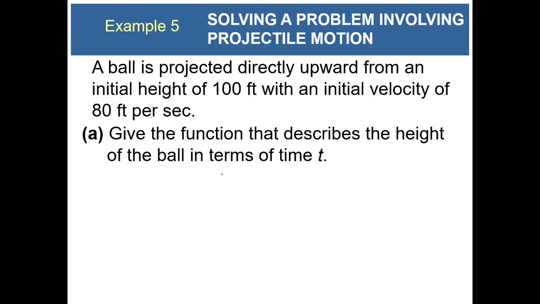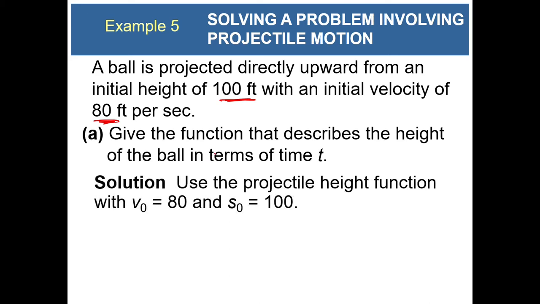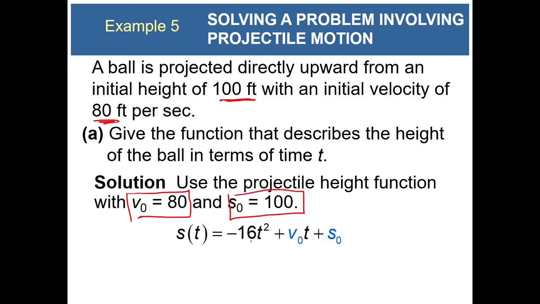Example 5. A ball is projected directly upward from an initial height of 100 feet and an initial velocity of 80 feet per second. Give the function to describe the height of the ball in terms of time t. So we'll use the formula and plug in the values that we do know. We know v0 is equal to 80 and s0 is equal to 100. The formula is s of t equals negative 16t squared plus v0 t plus s0. So let's plug in v0, which is 80, and s0, which is 100.